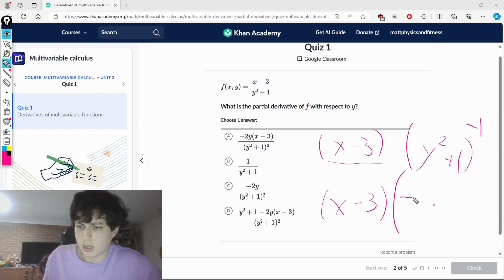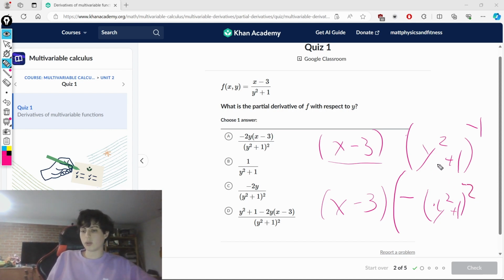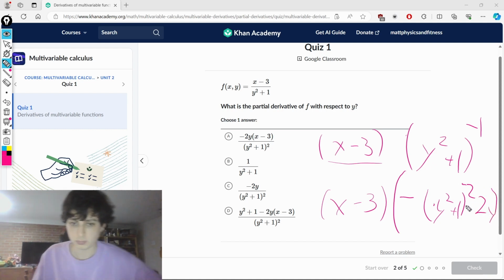So what do we get first? Negative in front of this whole thing, y squared plus 1 to the negative 2. But now we have to use the chain rule and take the derivative of the inside. What's the derivative of the inside? Just 2y, right? Nothing too crazy. So we would multiply that, because that's how we do the chain rule.